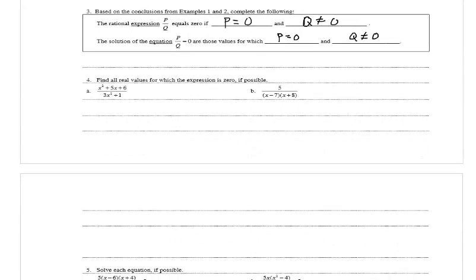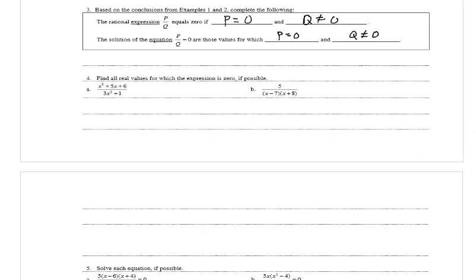And in 4, we have find all the real values for which the expression is 0 if possible. So the first thing we're going to do is set the numerator equal to 0. So we have x squared plus 5x plus 6 is equal to 0. And now we want to write this in linear factors. So I'm going to write this as x plus 3 and x plus 2 is equal to 0. And now we can see that x is equal to negative 3 and x is equal to negative 2.